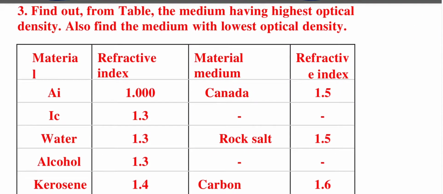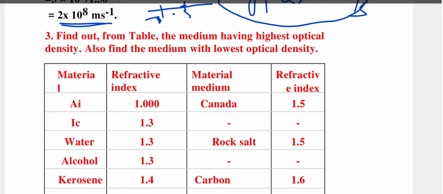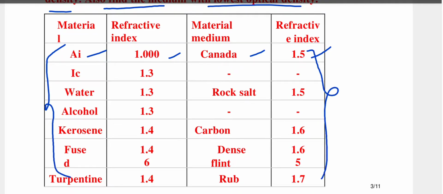Find out from the table. So let me show it once again. Find out from the table the medium having highest optical density. Also find the medium with the lowest optical density. So they have given air, that is refractive index is 1, material medium Canada, refractive index is 1.5. So these are the materials they have given, this is the refractive index they have given.